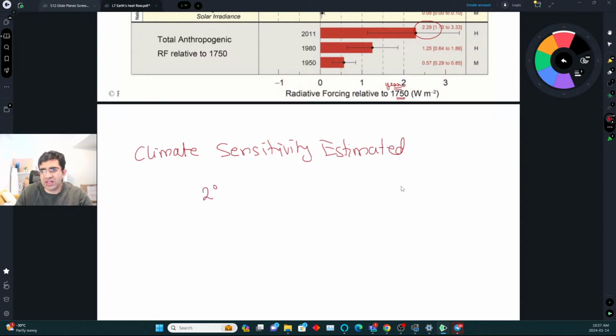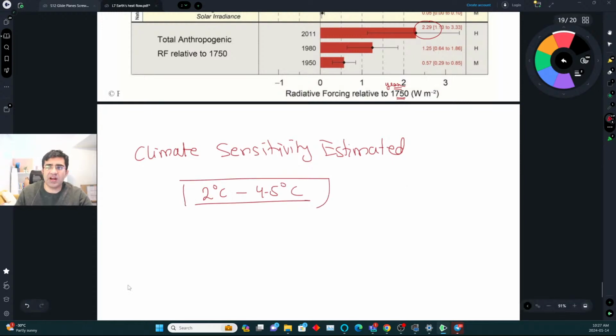It is from 2 degrees Celsius to roughly 4.5 degrees Celsius, and this is where most of the debate is in climate science. Some people think it is closer to this value, some people think it is closer to this value. If the sensitivity is closer to this value, then it is a bigger problem. It is still a problem here, it is less of a problem.